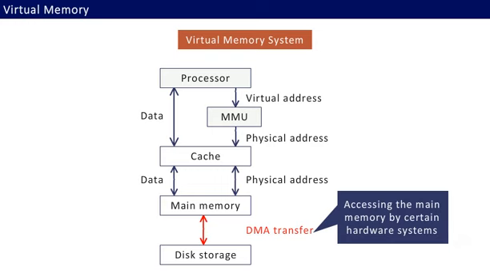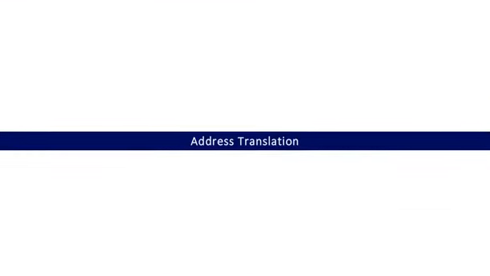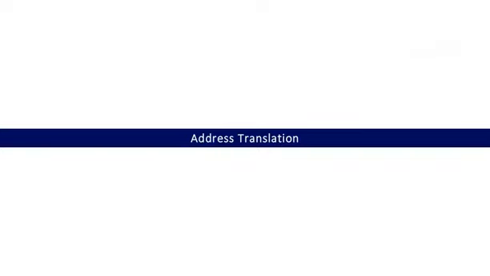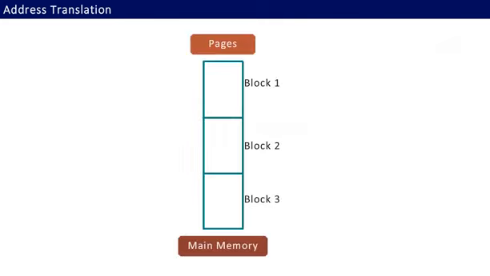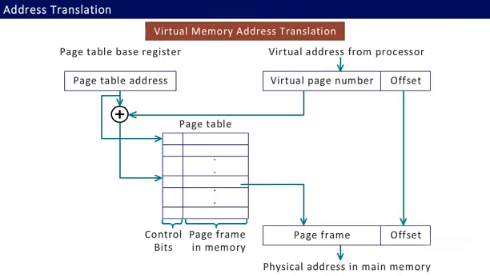Having understood virtual memory, let us next discuss its address translation. A virtual memory address translation method is based on the concept of fixed length pages. A page is a block of words that occupies contiguous locations in the main memory. Pages commonly range from 2K to 16K bytes in length. Take a look at the displayed diagram, which shows a typical virtual memory address translation.